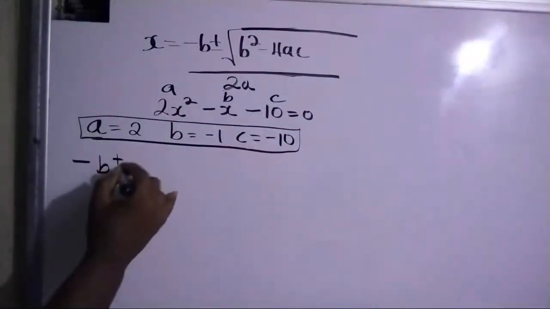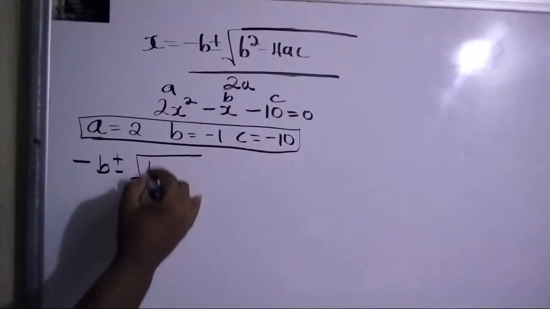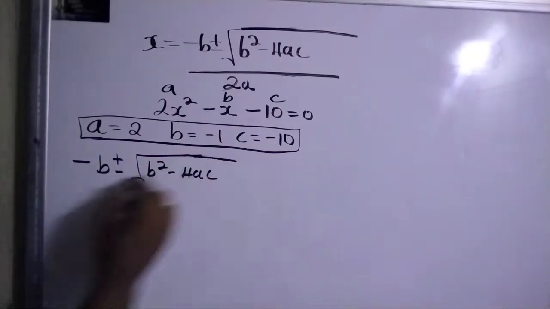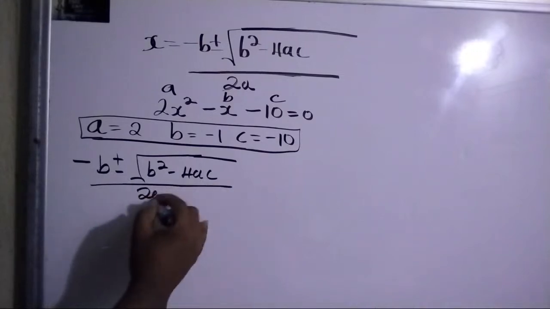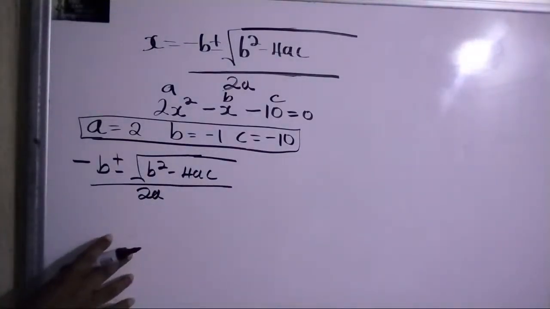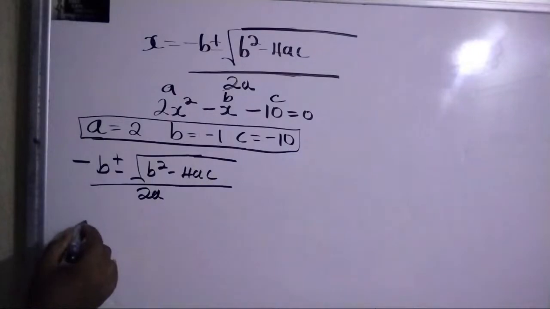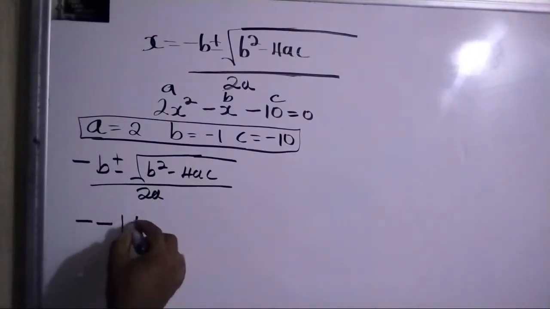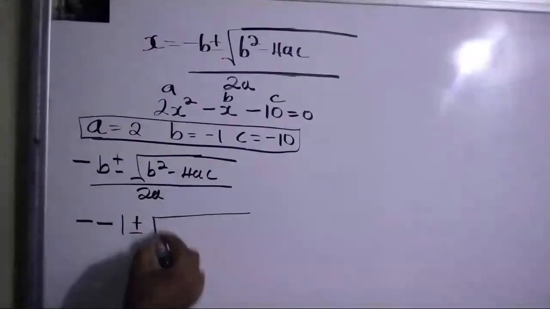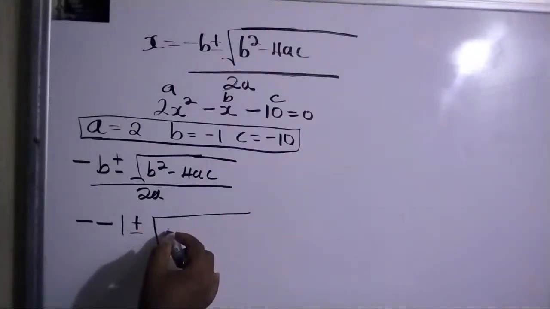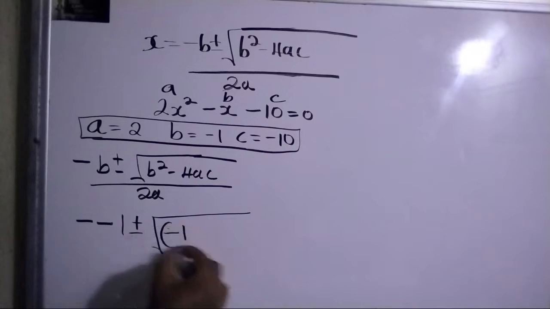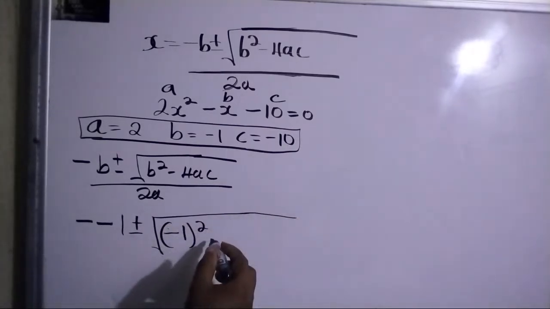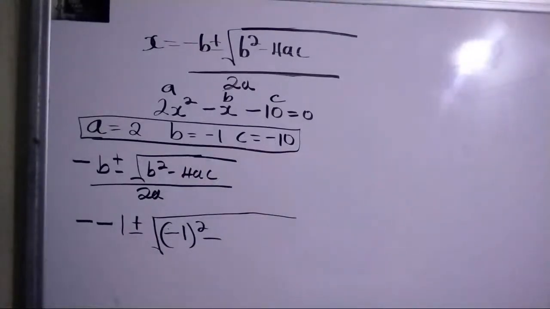Minus b plus or minus the square root of b squared minus 4ac all divided by 2a. So let us substitute. The value of b is -1, so we put minus -1 plus or minus, I will discuss that further, b squared, which is -1 squared. Remember, whenever we square a number, it's always going to be positive.